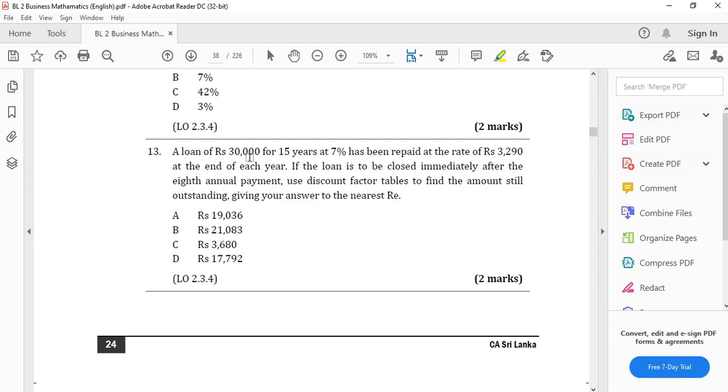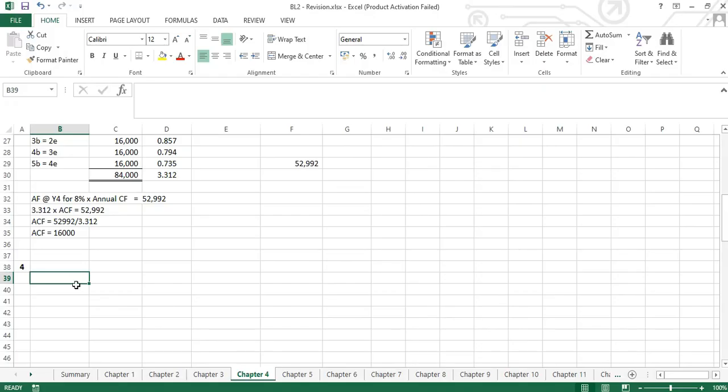Next, question number 13. A loan of 30,000 rupees for 15 years at 7% has been repaid at the rate of 3,290 at the end of each year. If the loan is to be closed immediately after the 8th annual payment, find the amount outstanding at the 8th year. So they have a 15-year loan.